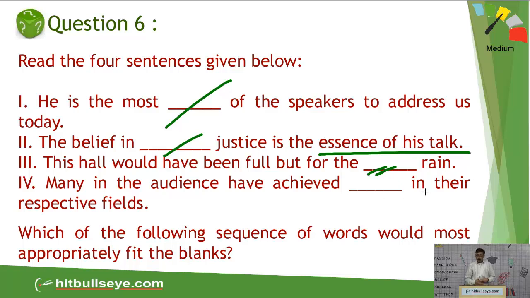So what we are doing right now, we are trying to anticipate or guess or speculate what will come in these blanks. So they have achieved what? Expertise. Now pick up the choice which is going along with these speculated words. Let's go to the choices.